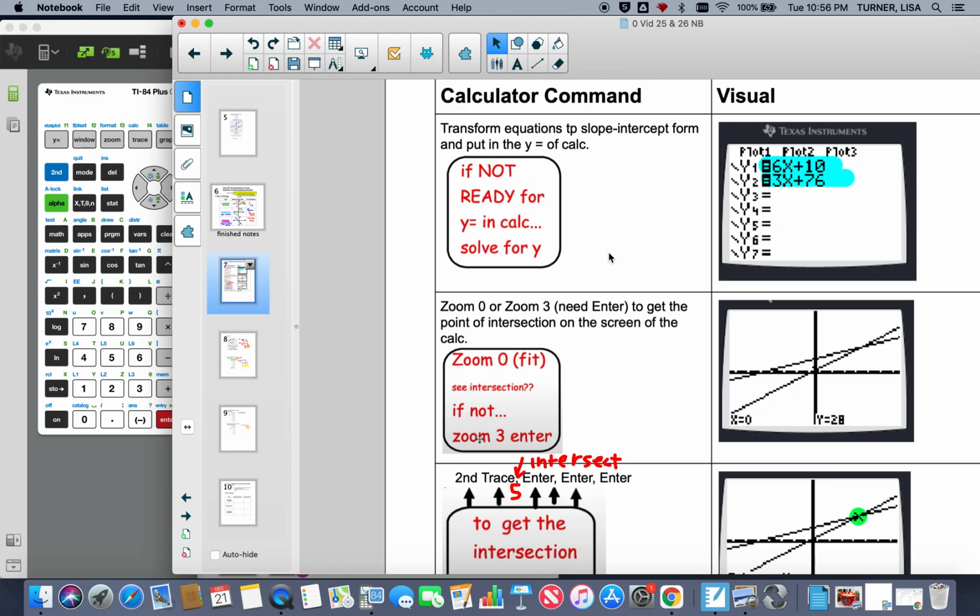Sometimes we see that they're parallel when we graph them, and if we graph them and they're parallel and it says no sign change, that means they're parallel. So use this page to find your system's solutions, and thank you so much.